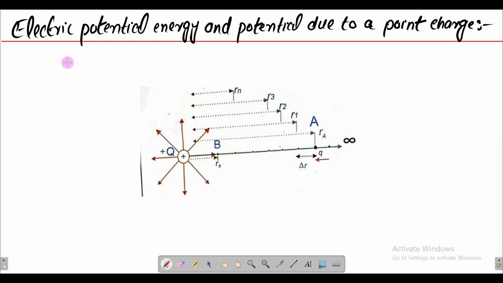Today in this video, we will discuss electric potential energy and potential due to a point charge. So before starting the video, let's discuss the concept of potential difference and potential at a specific point.